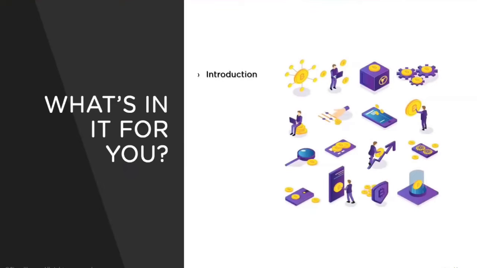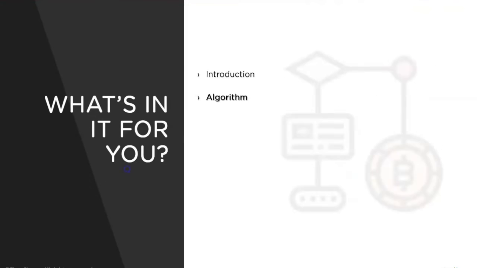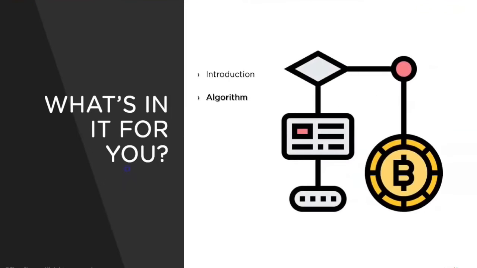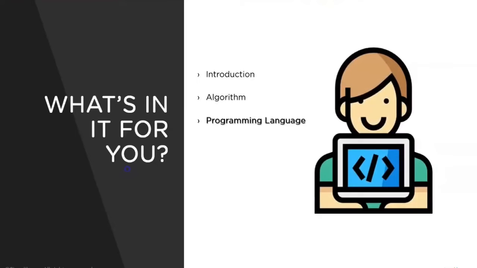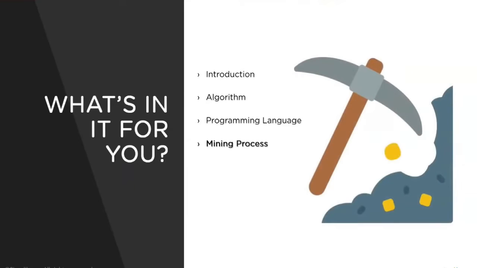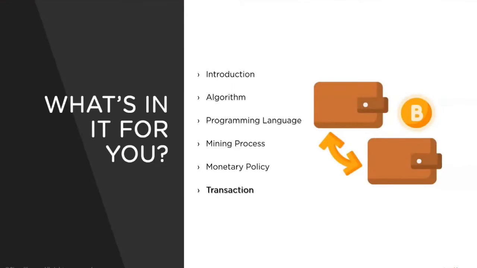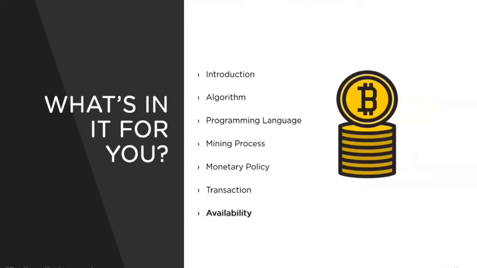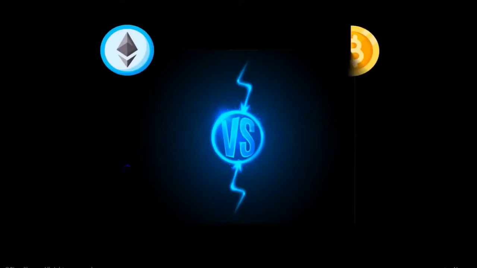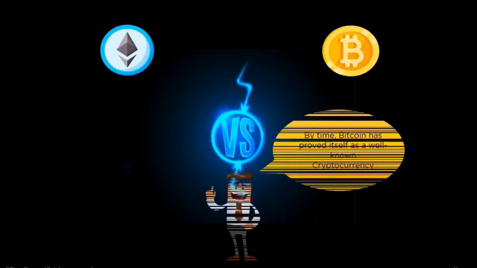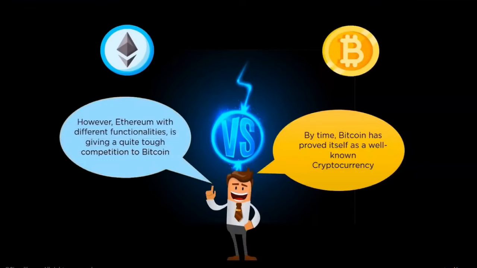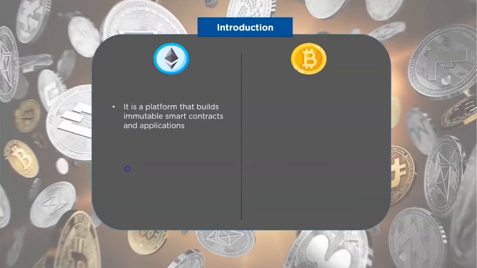First, we will look into the introduction of Ethereum and Bitcoin. Then the algorithm they follow, the programming language, mining process of Ethereum and Bitcoin, monetary policy, transaction, and availability of these two cryptocurrencies. By time, Bitcoin has proved itself as a well-known cryptocurrency. However, Ethereum with different functionalities is giving a quite tough competition to Bitcoin. But before moving ahead, let's have an introduction to Ethereum and Bitcoin.